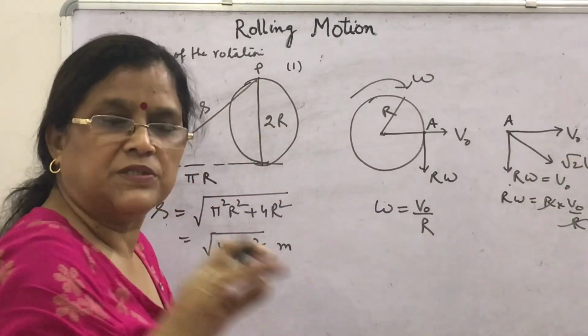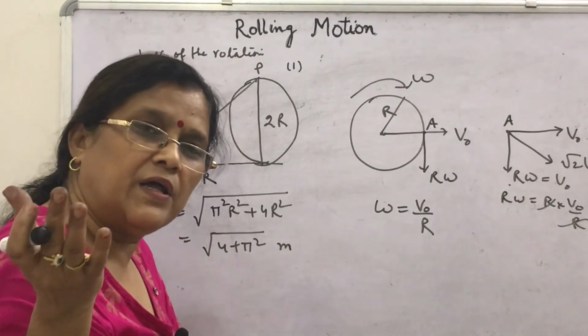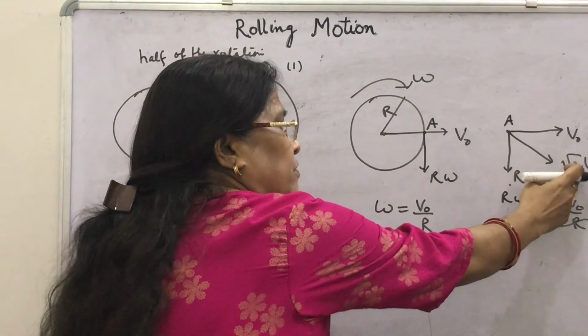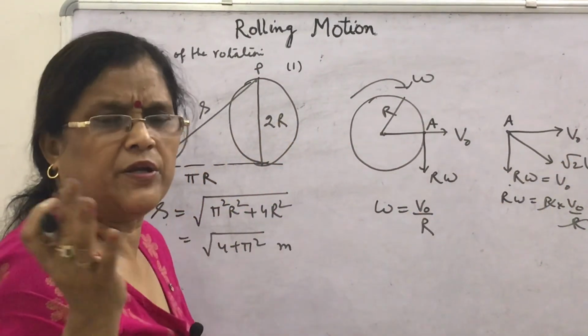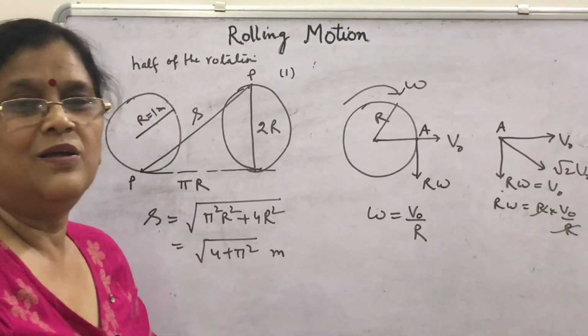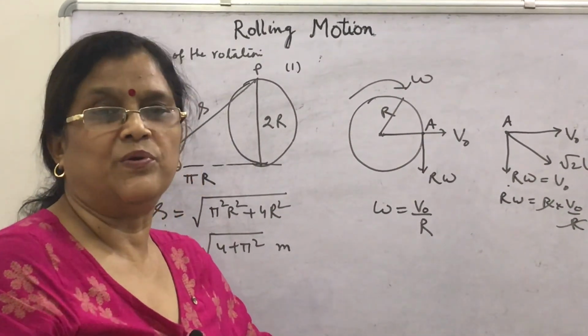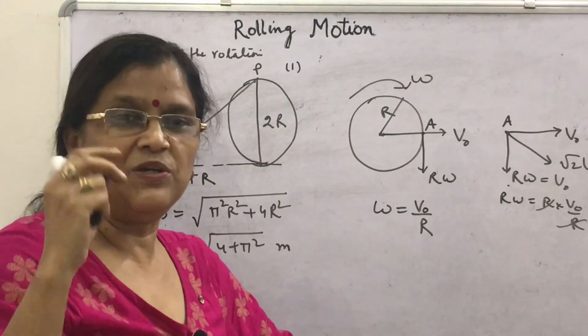So various options are given. Which option will be correct? At point A, this velocity speed will be root 2 v naught in magnitude. So in this way, we saw how to calculate displacement, velocity, and what the conditions of pure rolling are. I hope you must have enjoyed.